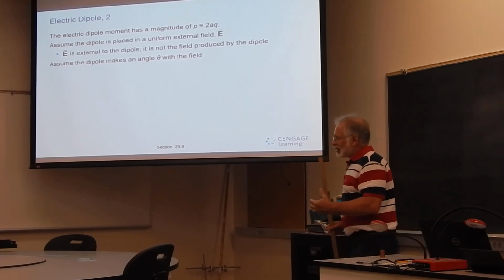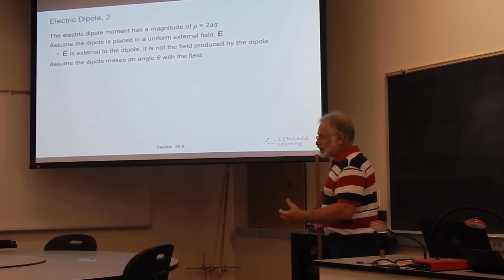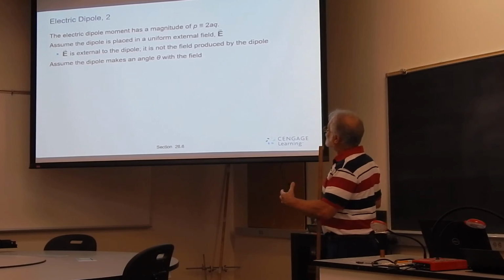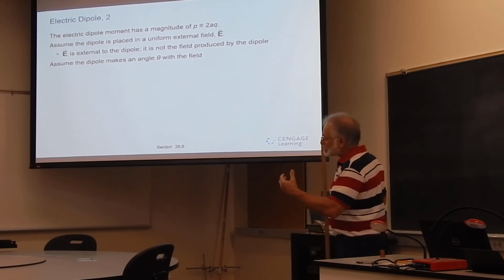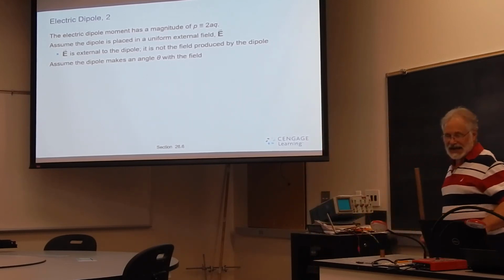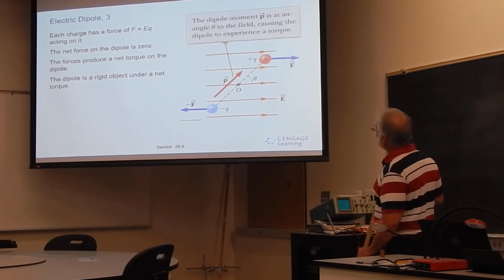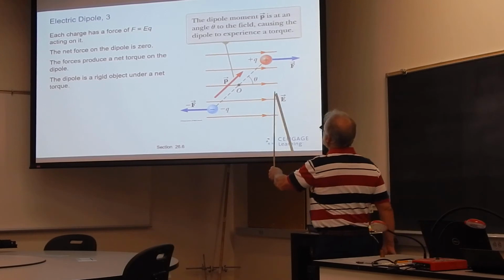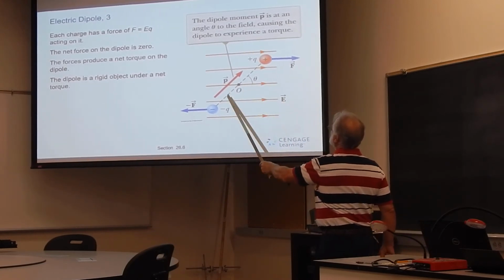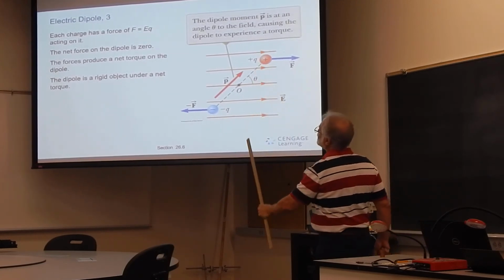Remember, we're not talking about the E field that's caused by the dipole. We're taking the dipole and putting it in an external electric field. And suppose the field makes an angle theta with the dipole moment. So here's the electric field, and I've got the dipole moment in this direction.